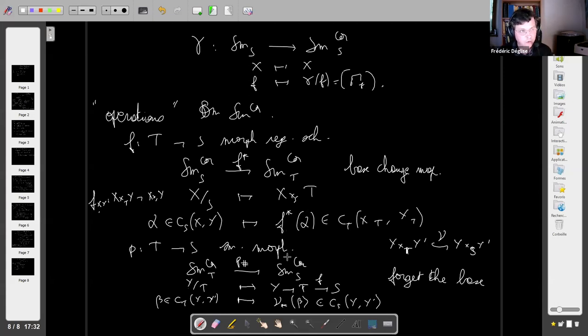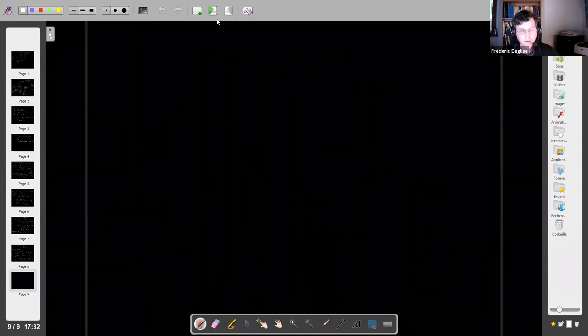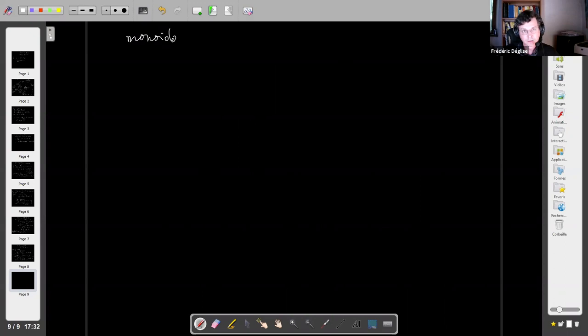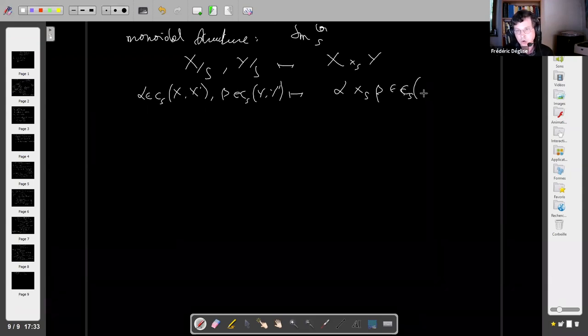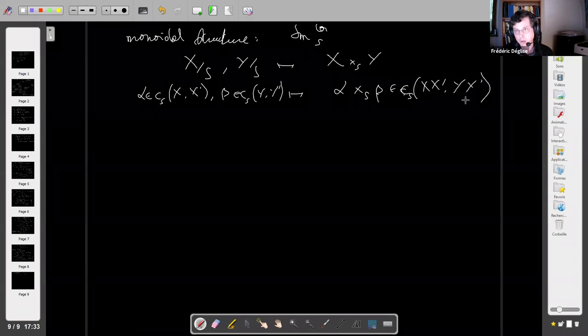To define this F upper star of alpha, you need to use intersection theory, sorry, but it works because we are dealing with finite correspondences. Okay, so we have base change, we have forget the base, and there is another, there is a monoidal structure on SmCor S. So if you have on objects X over S and Y over S, you just put the Cartesian product because it's a smooth scheme. And if you have finite correspondences, alpha from X to X prime, say, and beta, Y to Y prime, now this time you consider the exterior product and it gives you a correspondence from X times Y to X prime times Y prime.